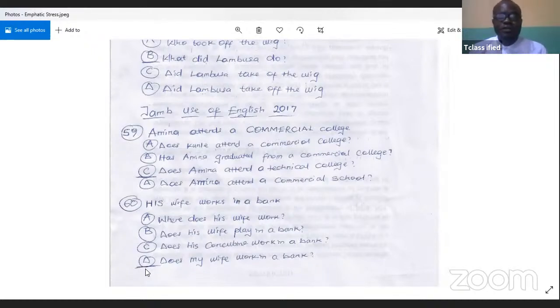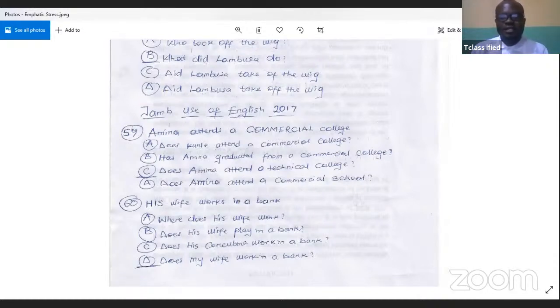So very importantly, you have to take note of the stress word that is in the question. Taking note of that, check through your options. Anywhere that stress word has been changed, that becomes the answer, or anywhere the stress word is totally missing. So those are the two ways you can use in sorting this out. This is very, very important.